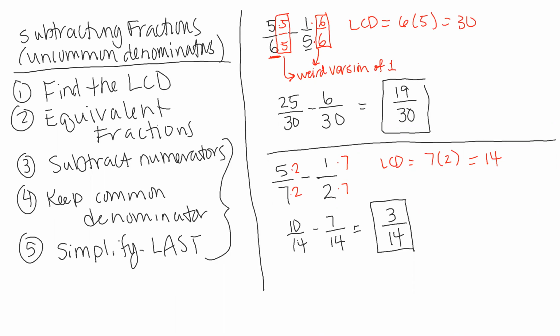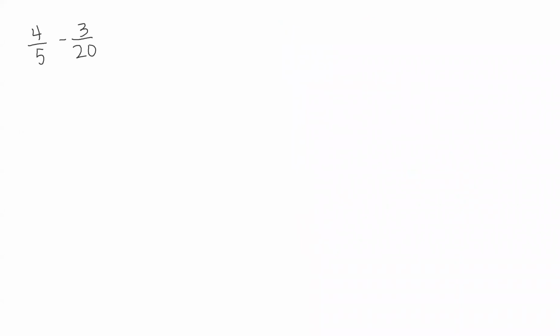Another quick trick you can look for would be, let's say we have 4/5 minus, let's see, 3/20. Now in this case, 5 is prime and it also is a factor of 20. So we have a situation here that's a little bit different than the previous one. There, 5 was prime, but it was not a factor of the other denominator 6. Here 5 is prime, but it's also a factor of 20.